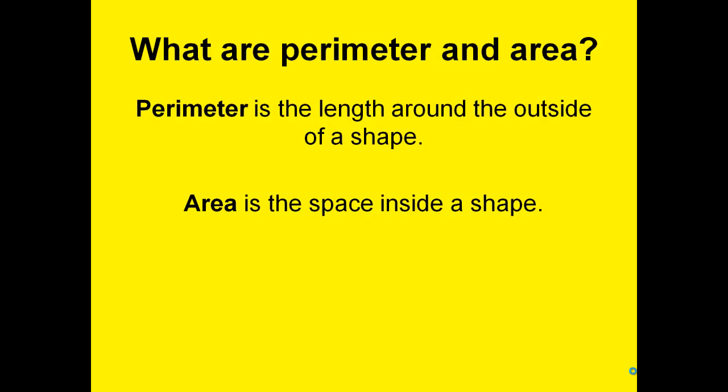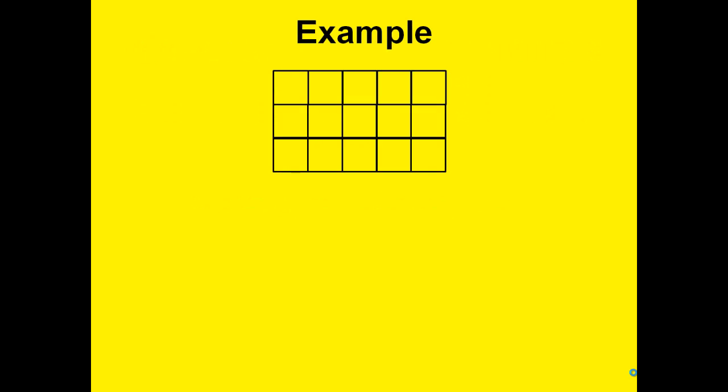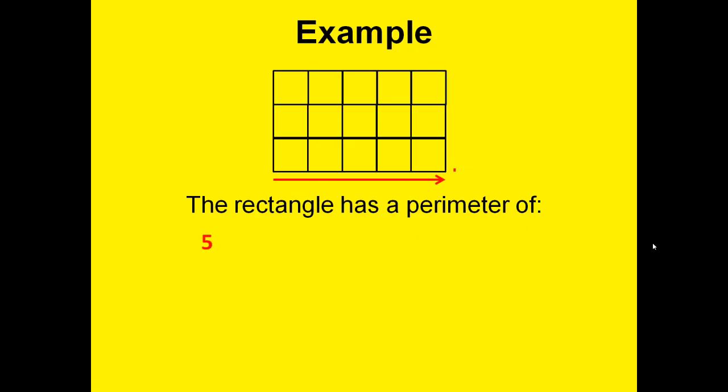Let's refresh again. What is the difference between perimeter and area? We said the perimeter is the length surrounding or around the shape, and area is the space inside the shape. Do you remember this example? How can we find the perimeter here? We will count all the length around the shape. Do you remember?